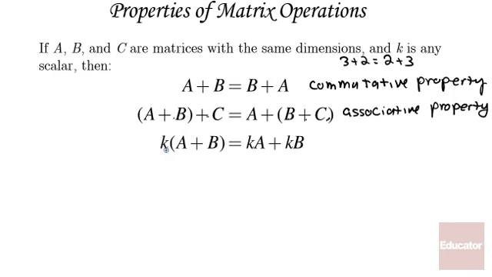Now, looking at scalar multiplication combined with the addition of two matrices here, this follows the distributive property. And what this is stating is that I can add matrix A and matrix B and then multiply the scalar times that result. Or I can multiply the scalar times one matrix, multiply the scalar times the other matrix, and then add those two together, and then I'll get the same result. So this is the distributive property, which you've seen previously.